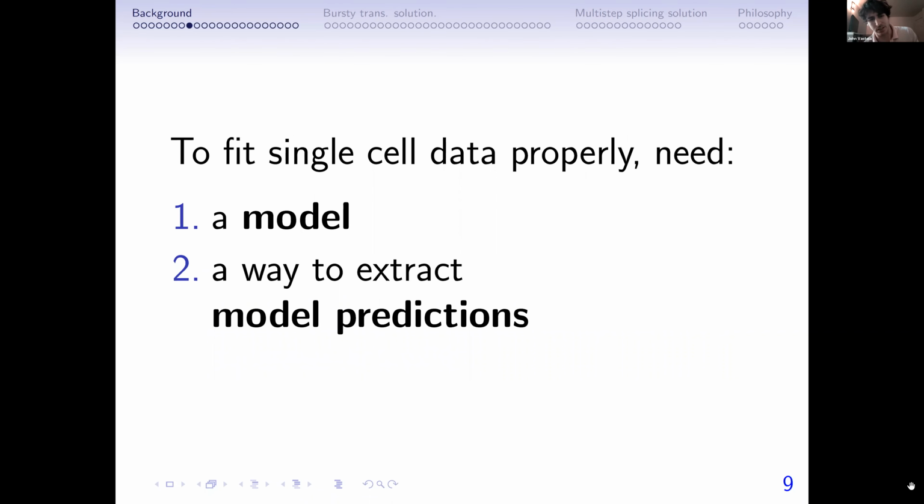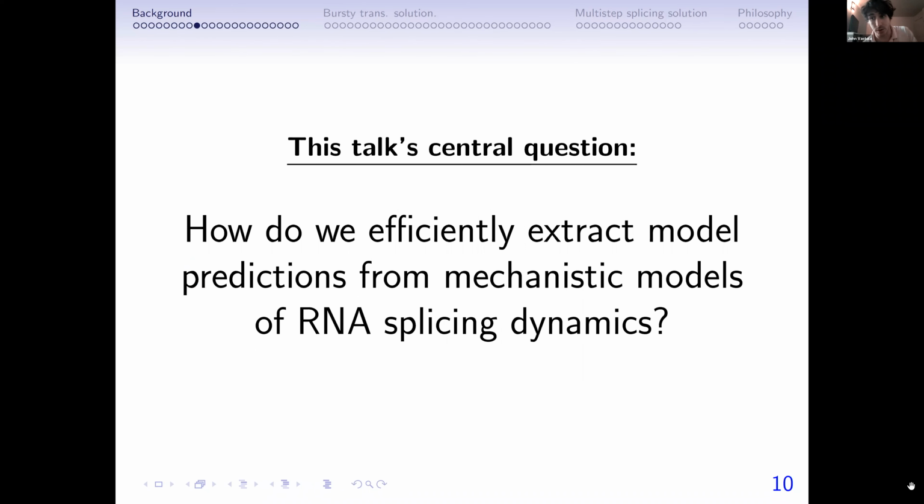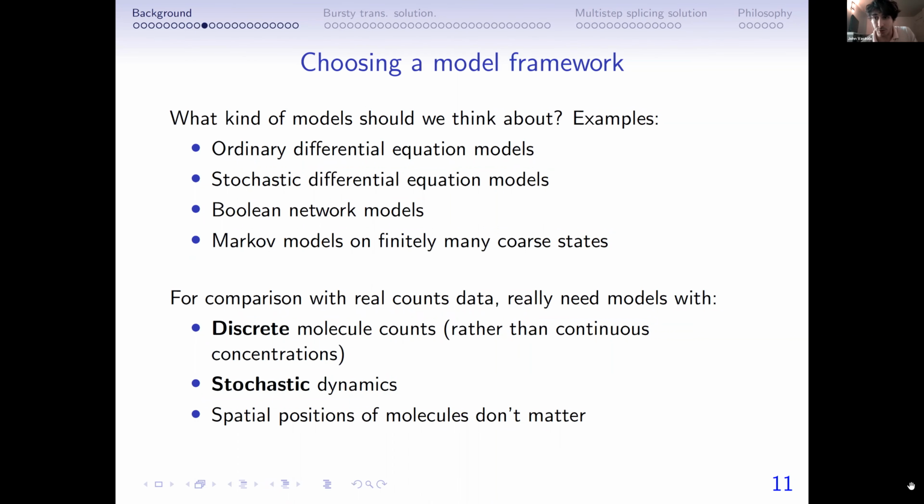At a high level, you might say, in order to fit the single cell data, we need 1, a model, and 2, a way to extract model predictions. So the central question of the talk is, how do we efficiently extract model predictions from mechanistic models of RNA splicing dynamics?